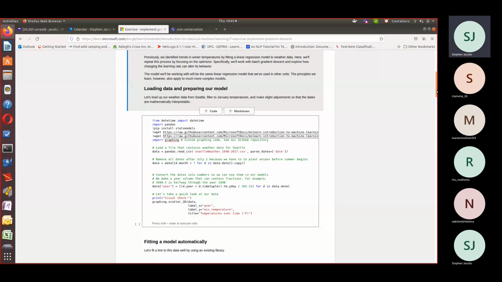Previously, we identified trends in winter temperatures by fitting a linear regression model to weather data. Here, we'll repeat this process by focusing on the optimizer. Specifically, we will work with batch gradient descent and explore how changing the learning rate can alter its behavior. Now, by a linear regression model, we mean of the form y equals mx plus c.